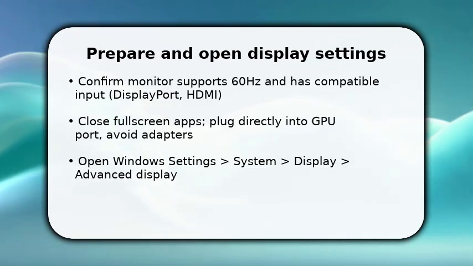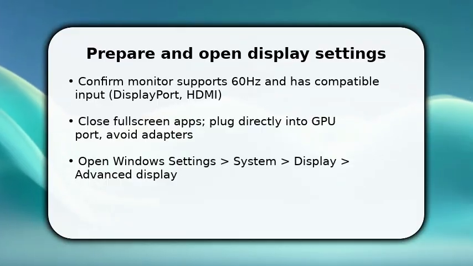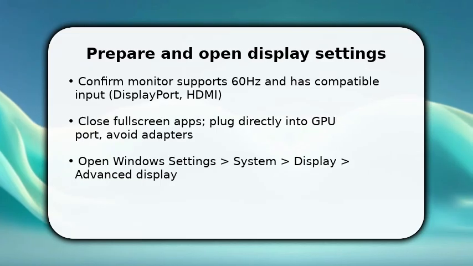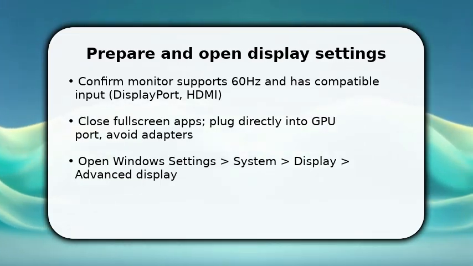Once done, go to Windows Settings, System, Display, then Advanced Display Settings so you can choose Refresh Rate. You're doing this now because changing the source and input guarantees Windows can see 60Hz. Make sure you note current resolution and refresh so you can restore if needed.